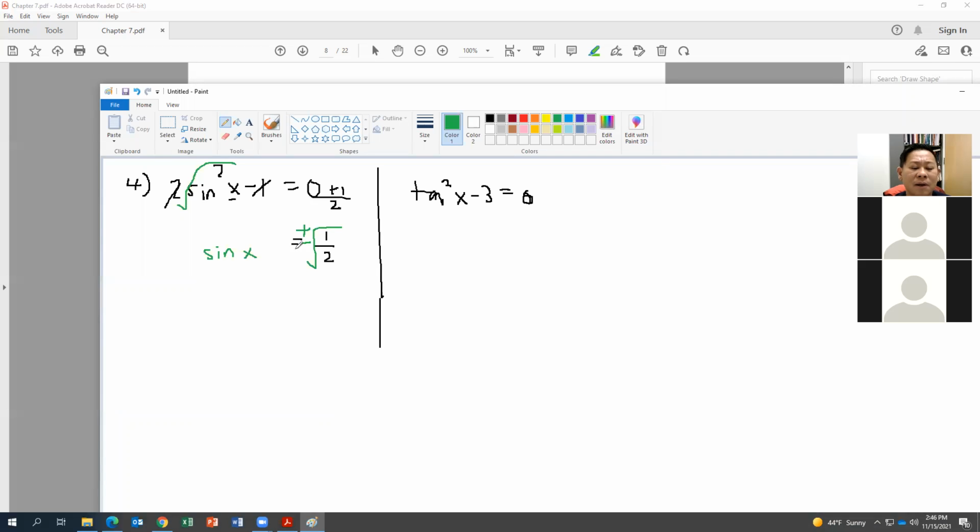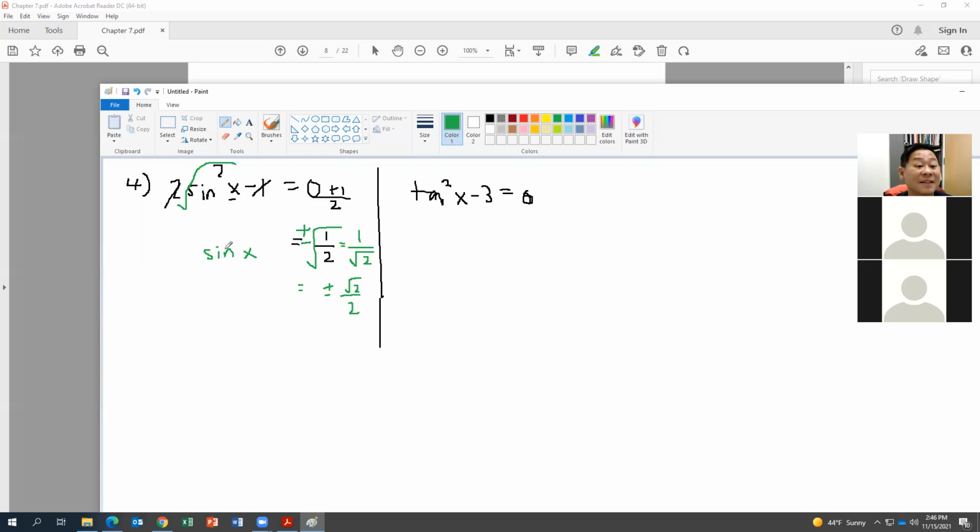Can someone tell me what is the square root of 1/2? This is the same as 1/√2, because the square root of 1 is 1, and the square root of 2 is √2. Can someone rationalize this? Yeah, this is √2/2.